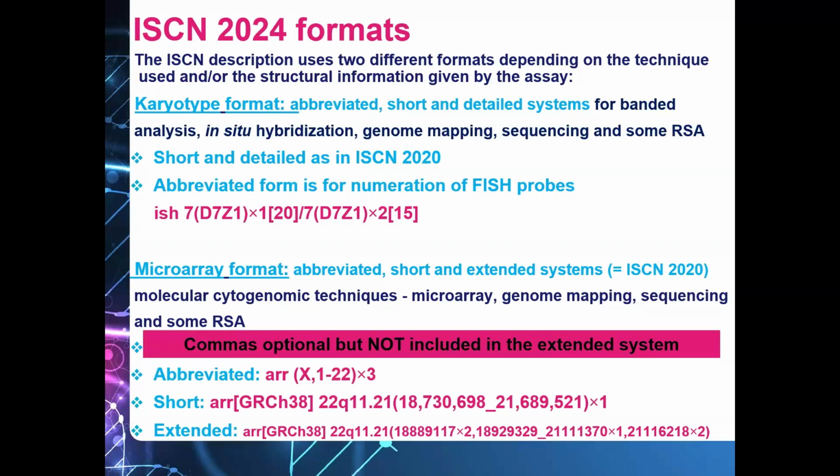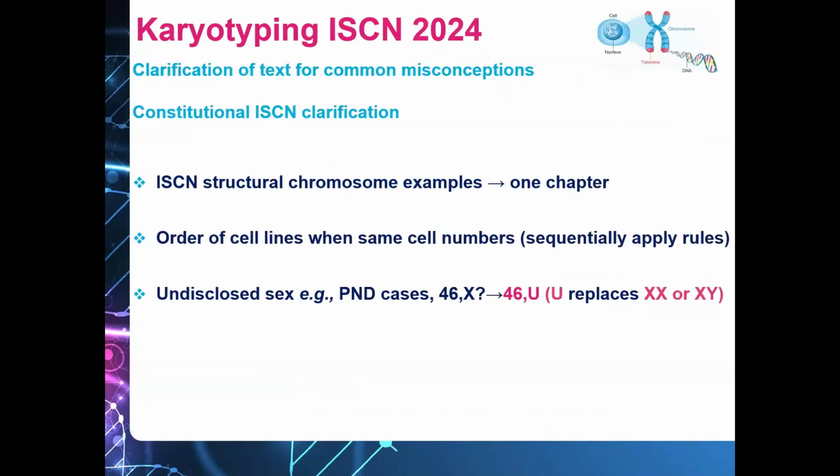Commas are optional, so you can include them or choose not to, but they must not be included in the extended system, except obviously after the copy number. Otherwise, if you take them out, you won't be able to work out where the copy number ends and where the nucleotide starts.